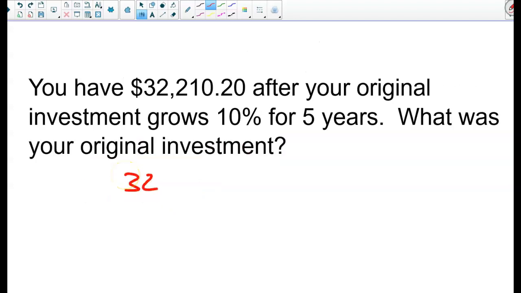We have $32,210.20. It grows 10%, so that's 1.10, and we raise it to the 5th power. And you put that in your calculator, what do you end up with? Say that again, Ishan?